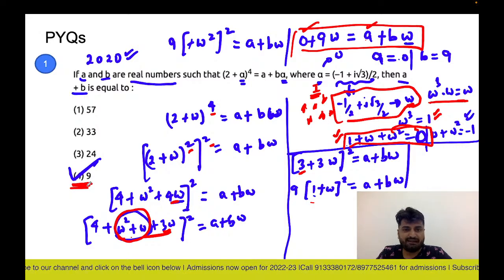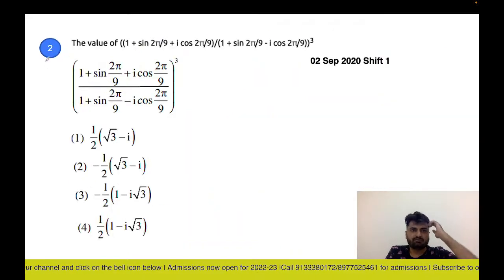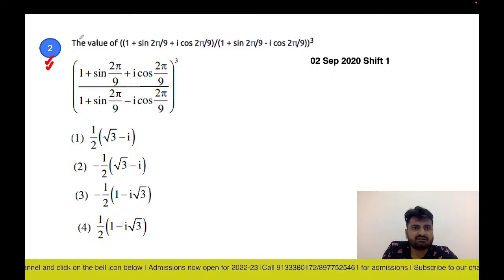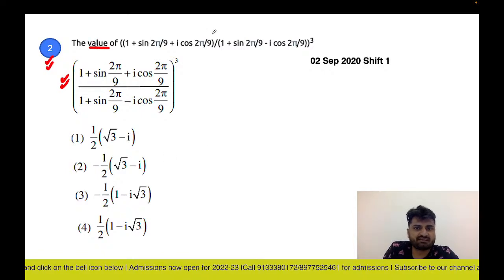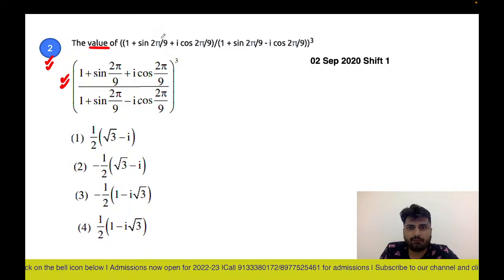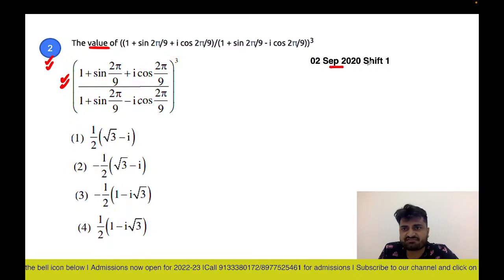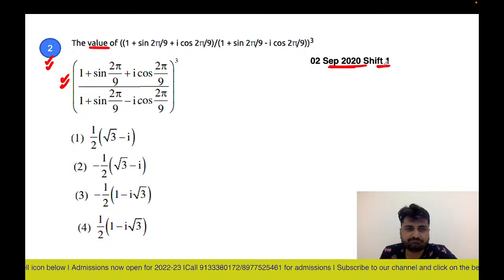So this was the 2020 first question. Now let's have a look at the second question. They are asking you to find the value of this. Actually, this and this is the same. It got printed twice. This was asked in September 2020 first shift.